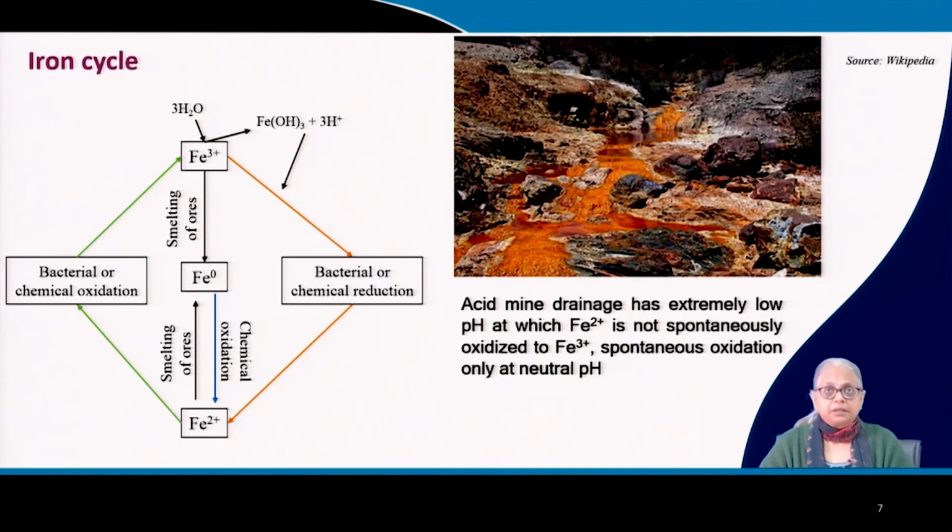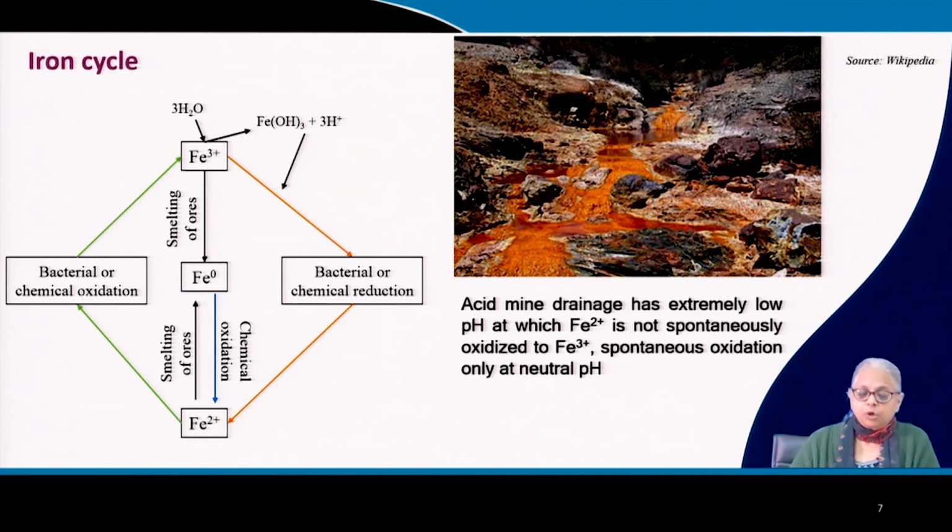Let's now come to another element. The next element is iron. Iron is not a macronutrient, it's a micronutrient, but it's an essential micronutrient. This first graphic shows you the redox cycle of iron in the environment. You're all familiar with the fact that iron exists in three major forms. The most oxidized form is Fe3+, which is ferric iron. The next reduced form is Fe2+, which is ferrous iron, and Fe0, which is the elemental form.